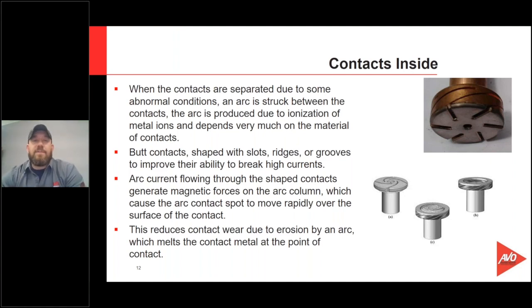Arc current flowing through the shaped contacts generates magnetic forces on the arc column, which cause the arc contact spot to move rapidly over the surface of the contact. This reduces contact wear due to erosion by an arc, which melts the contact metal at the point of contact. Pretty simple and basic design when it comes to contacts and their makeup.